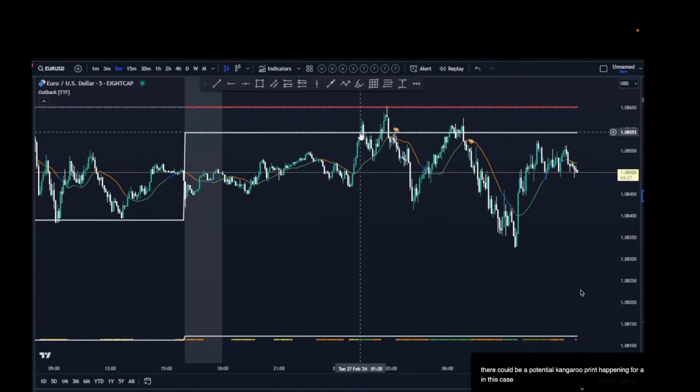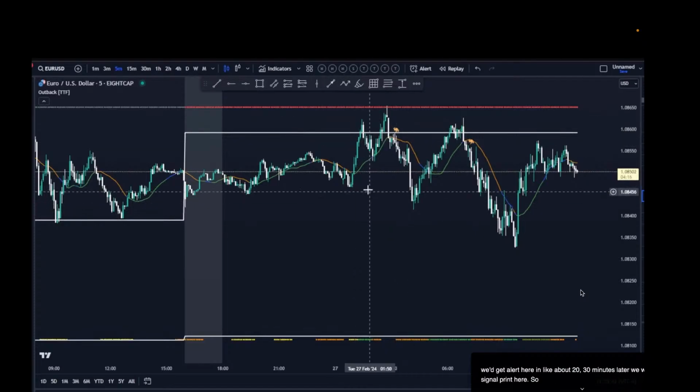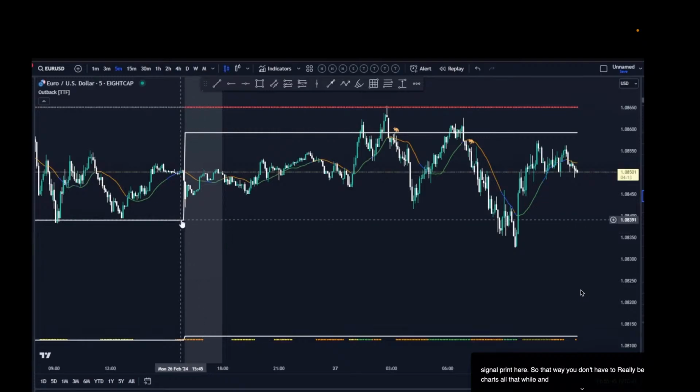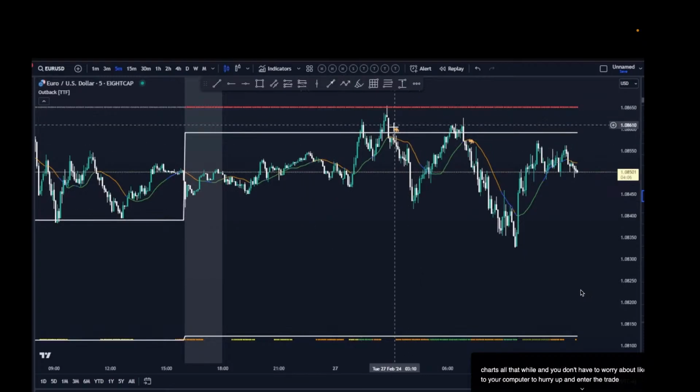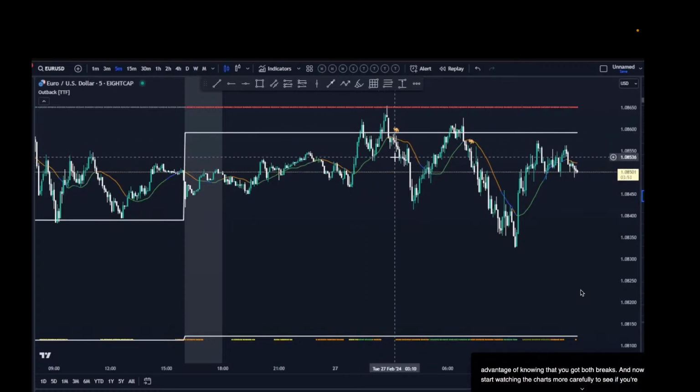So like in this case, we would get an alert here in the future, and in this case, we'd get an alert here, and about 20-30 minutes later, we would get a signal print here. So that way you don't have to really be staring at the charts all that while, and you don't have to worry about being close to your computer to hurry up and enter the trade whenever you get this Outback print. You can kind of be forward looking and take advantage of knowing that you got both breaks, and now you could start watching the charts more carefully to see if you're going to get a signal soon.